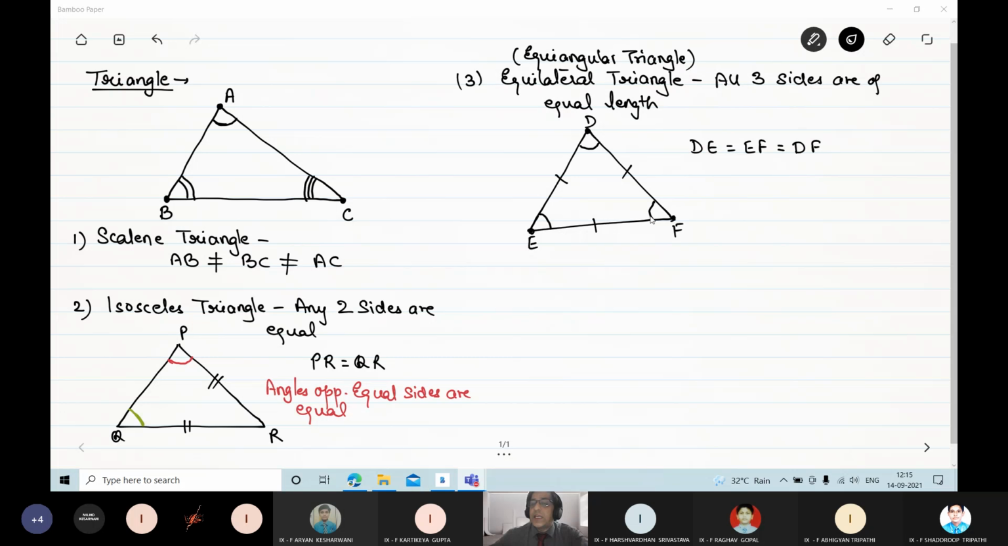So this is an equilateral triangle wherein all the 3 sides are equal, and all the three interior angles are also equal. Angle EDF is equal to angle DEF, which is equal to angle DFE, and all these three angles are equal to 60 degrees, and this is fixed. Is this clear to everyone? So these are the three triangles which I have classified on the basis of the sides.